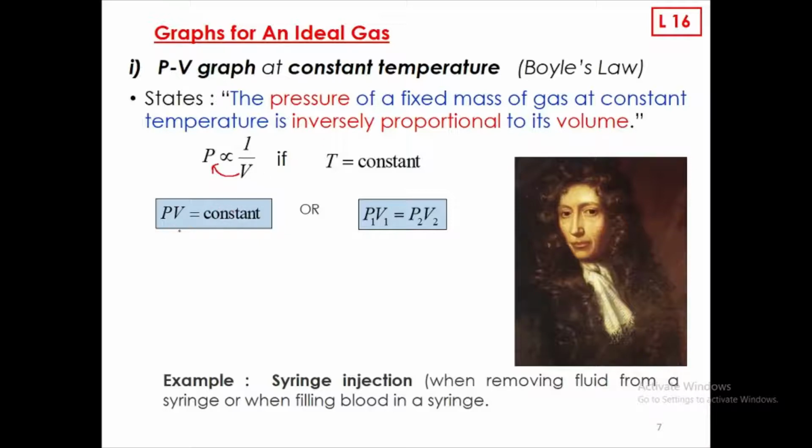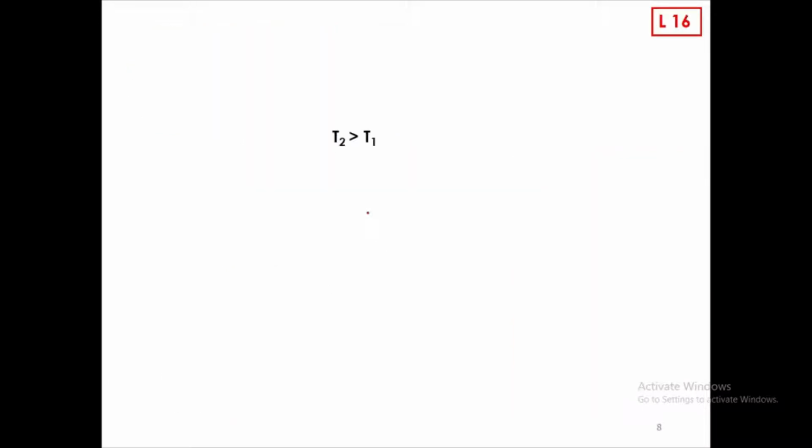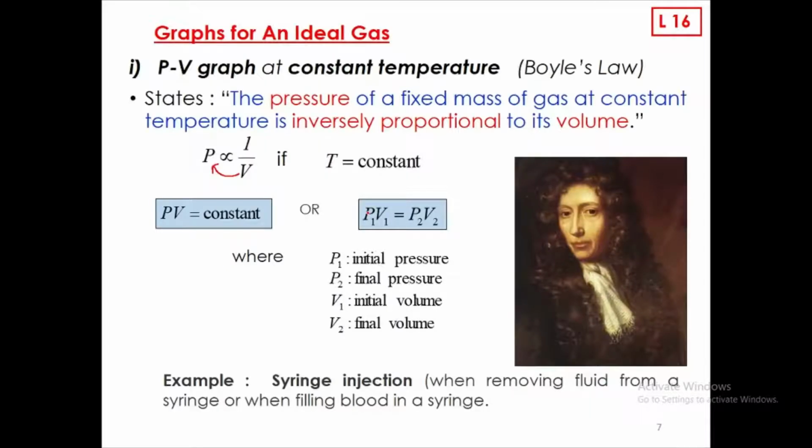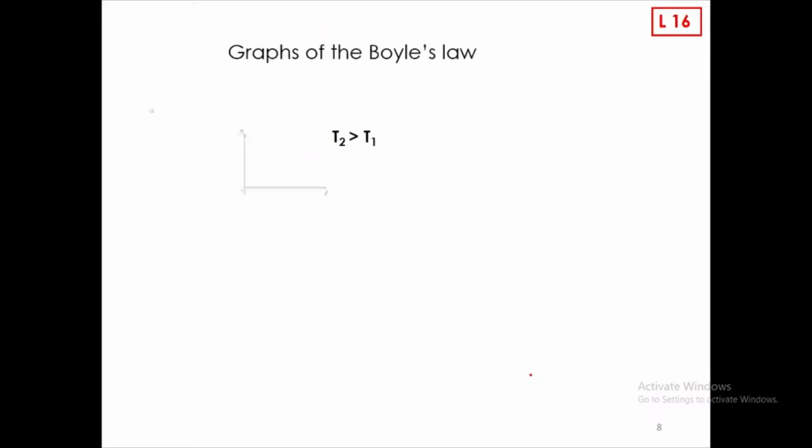So when PV is equal to constant, we can derive the formula we use, P1 V1 equal to P2 V2. We can compare two containers to calculate the pressure or volume. Okay, example: the syringe, when removing fluid from a syringe or when filling blood in a syringe. Okay, so this is the graph of Boyle's law.